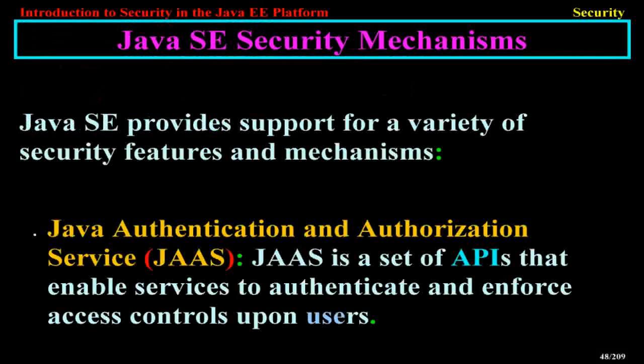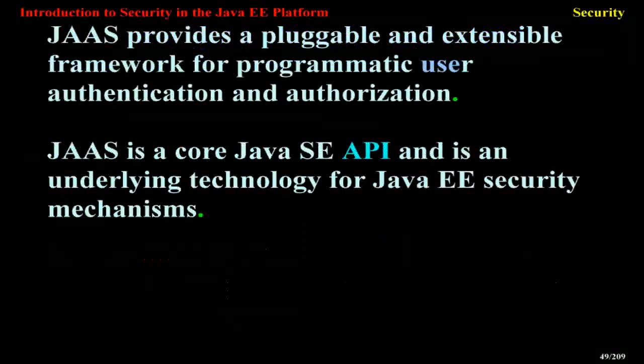Java SE security mechanisms. Java SE provides support for a variety of security features and mechanisms. Java Authentication and Authorization Service, JAAS. JAAS is a set of APIs that enable services to authenticate and enforce access controls upon users. JAAS provides a pluggable and extensible framework for programmatic user authentication and authorization. JAAS is a core Java SE API and is an underlying technology for Java EE security mechanisms.